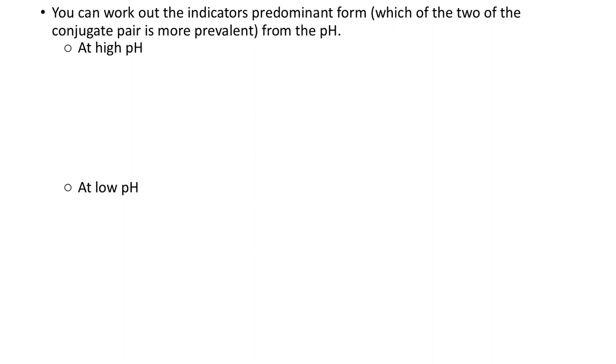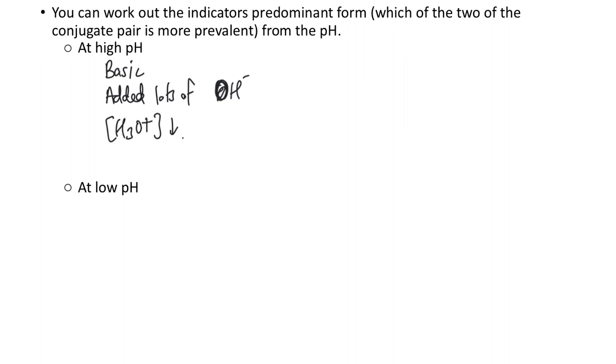So at high pH, which is effectively basic, you've added lots of OH minus. If you've added lots of OH minus, the concentration of H3O plus will go down, and then you can go through the entire system again and work out which is the more predominant form. From the beginning, at a high pH, I've added a lot of OH minus. I'm going to decrease the amount of H3O plus.